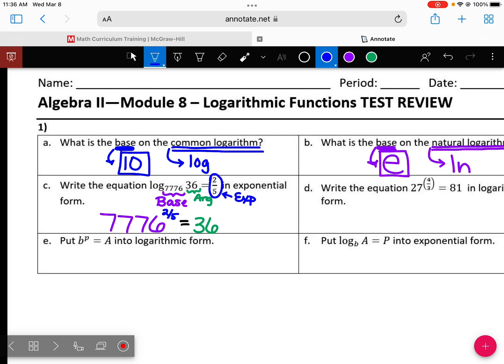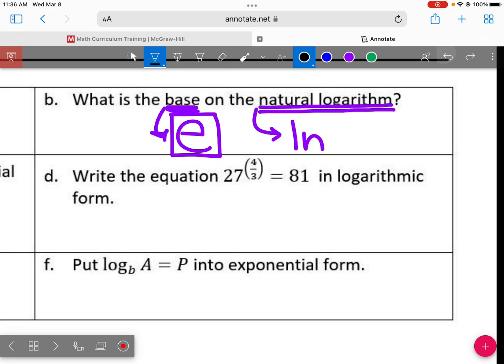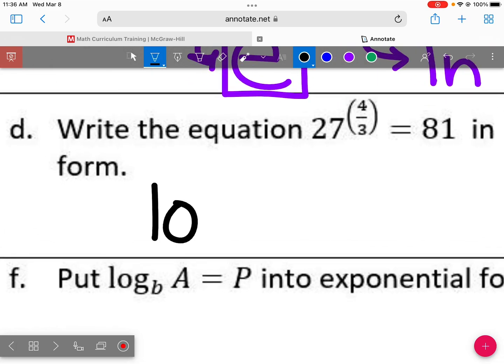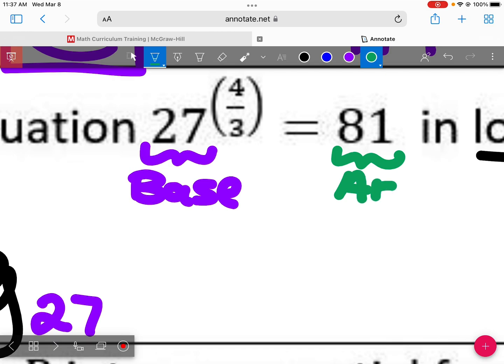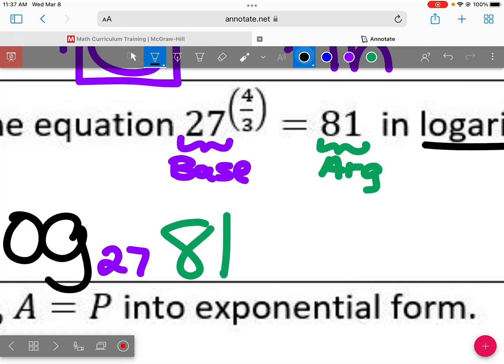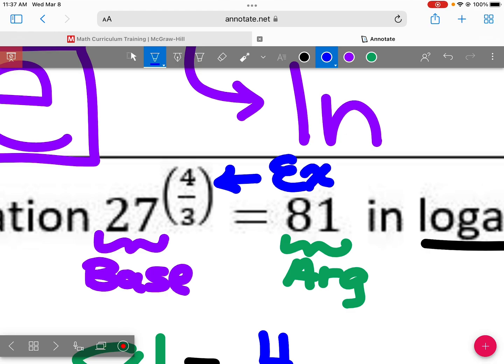What form is part D written in? Exponential form, and we want to write it into logarithmic form. Logarithmic form has to have what 3 letters? LOG. What comes after the G? The base. Right after the G is our base, which is 27 right here. And then the argument is 81. And then the exponent is 4/3, and that goes on a side by itself. Remember, logarithmic form exists to get the exponent on a side by itself.